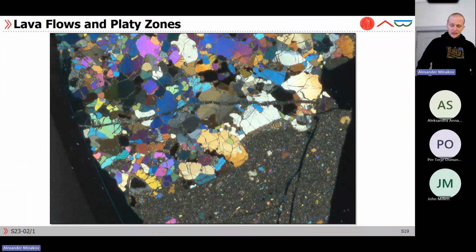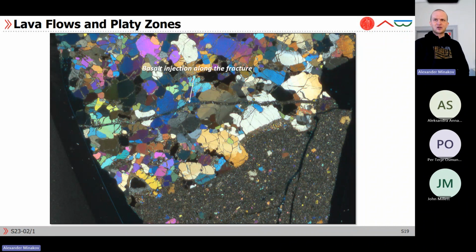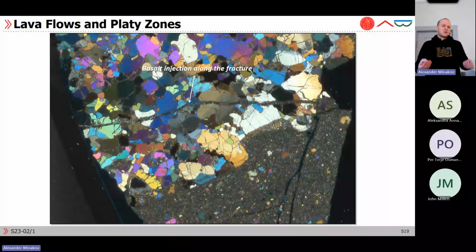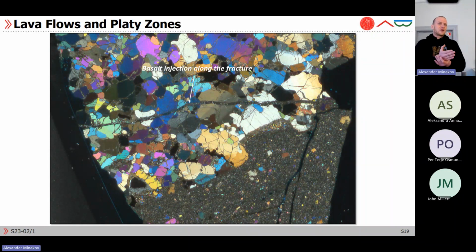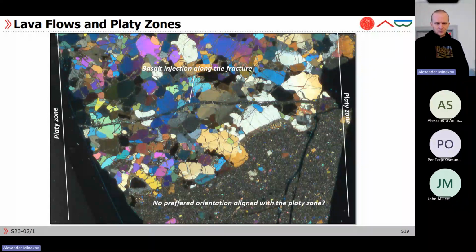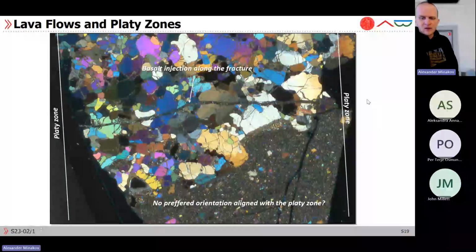So also one of the interesting features we observed in the thin sections, if you look here, this is basalt injection along a fracture into the xenoliths. In this case, it could use existing fractures in the xenoliths, or the basalt itself could be very runny and penetrate into the xenoliths. And again, it's a closer view of the plate zone itself, and we see that generally we don't have a preferred orientation of the crystals in the host rock compared to the plate zone.